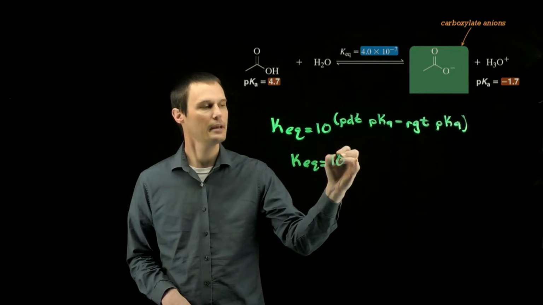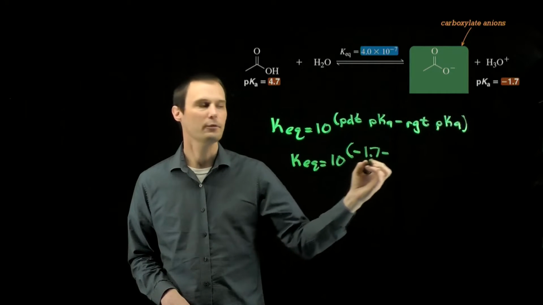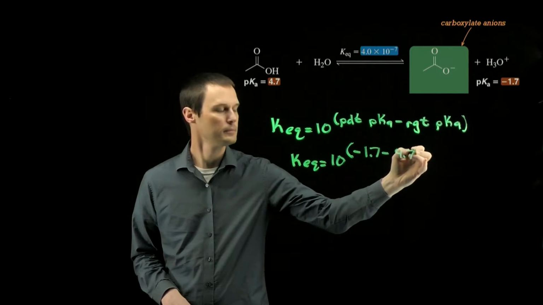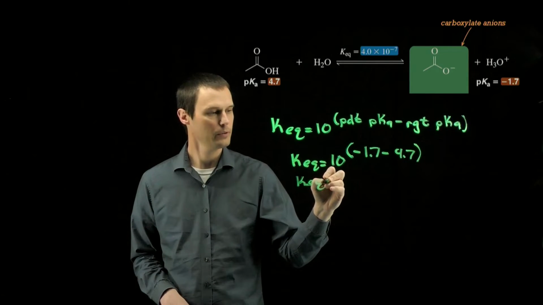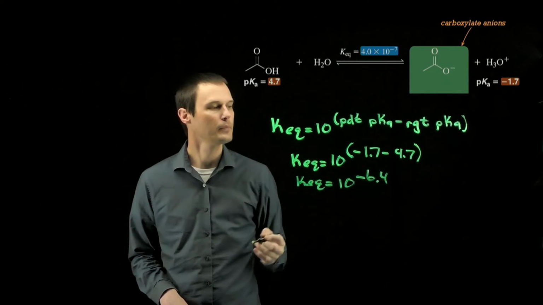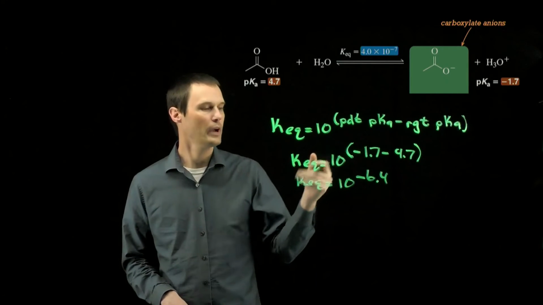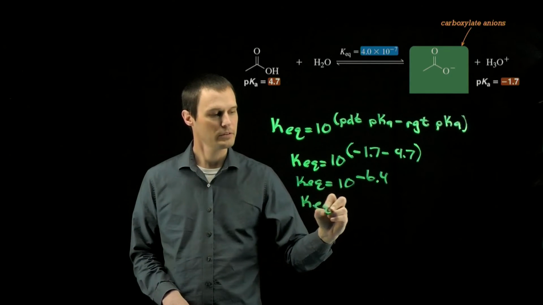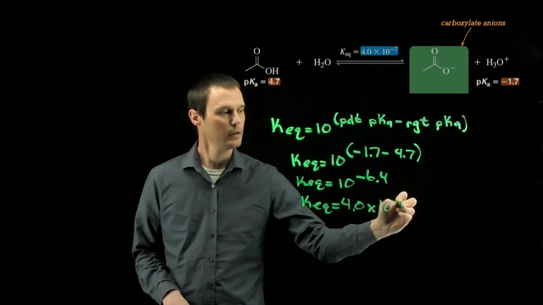KEQ equals 10 to the negative 1.7 minus 4.7. When we subtract those out, that gives us a KEQ value of 10 to the negative 6.4. And when you calculate that through, you get 3.98 times 10 to the negative 7th, or rounding to 2 sig figs, that gives us a KEQ value of 4.0 times 10 to the negative 7th.